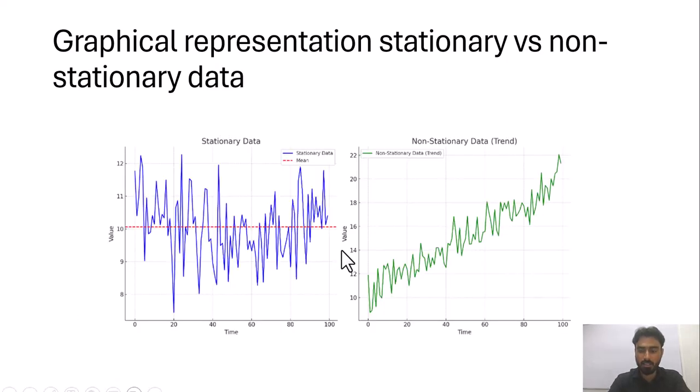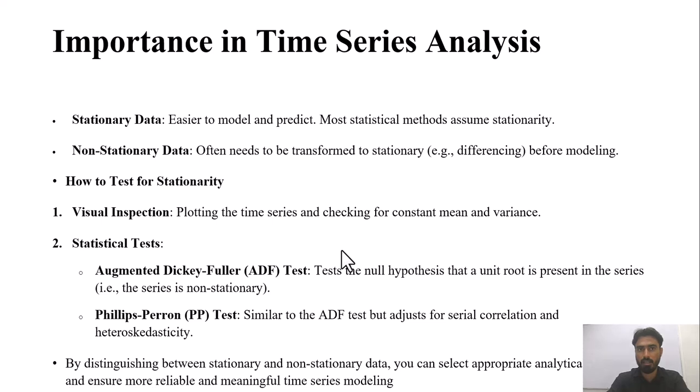There are basically two tests for the estimation of stationary data. One is called the ADF test, or the Augmented Dickey-Fuller test, and the second one is the Phillips-Perron test. These two are the famous tests which are used for checking stationary data.